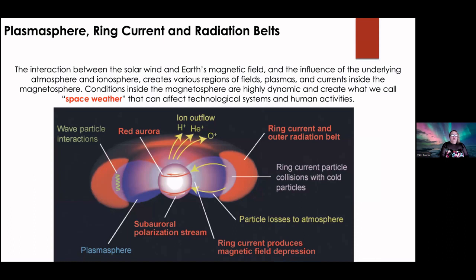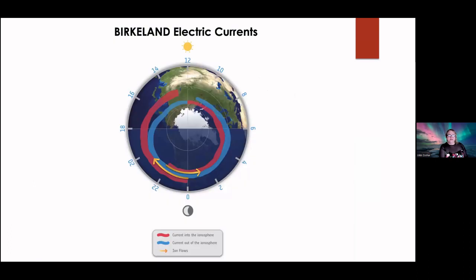So basically, the interaction between the solar wind and the Earth's magnetic field, and the influence of the underlying atmosphere and ionosphere, creates various regions of fields, plasmas, and currents inside the magnetosphere. Conditions inside the magnetosphere are highly dynamic and create what we call space weather, which, as mentioned, affects technological systems and human activities. Now, there are so-called ring currents.